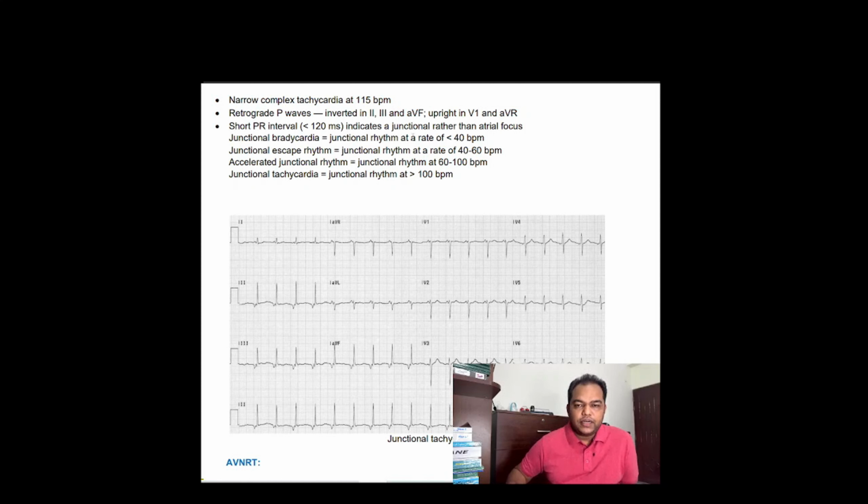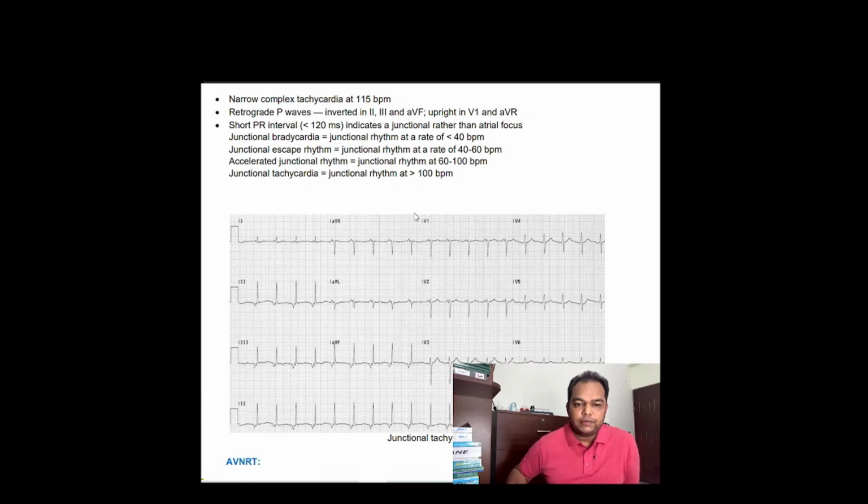Now, there are different types of junctional rhythms. Junctional bradycardia is when the heart rate is less than 40. When the heart rate is 40 to 60, this is called junctional escape rhythm. When the heart rate is 60 to 100, it is called accelerated junctional rhythm. And junctional tachycardia is represented by a heart rate more than 100 beats per minute.